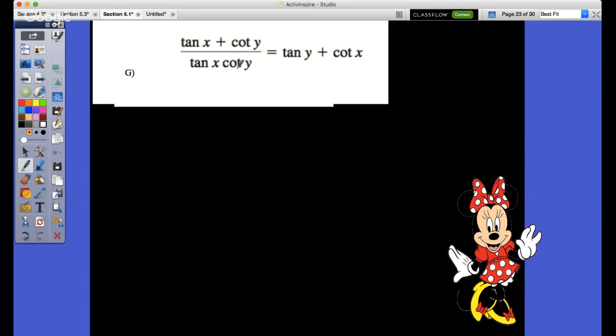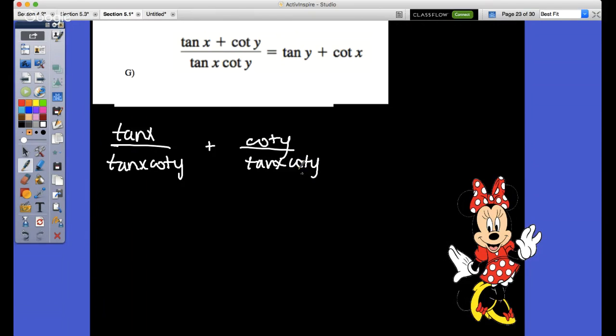So in this one, we're going to do that. We're going to put tangent x, cotangent y underneath tangent of x and underneath cotangent of y because they're multiplied. So we would want to show this. We'd get tangent of x over tan x cotangent y plus cotangent y over tangent x cotangent y.